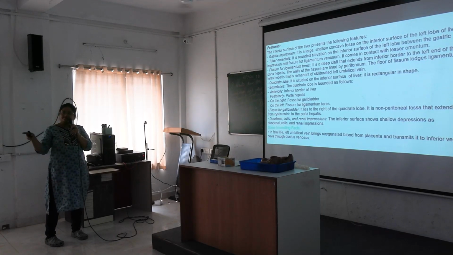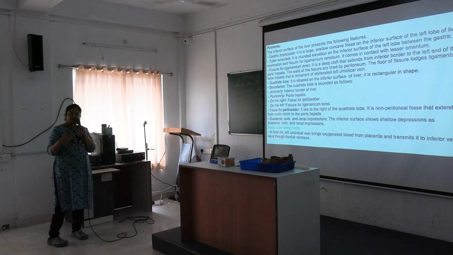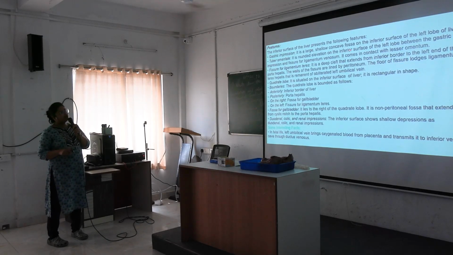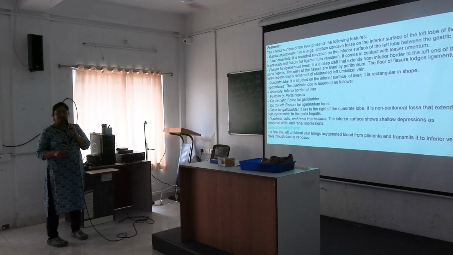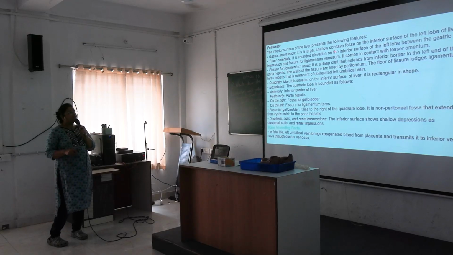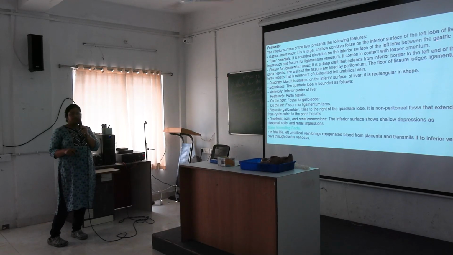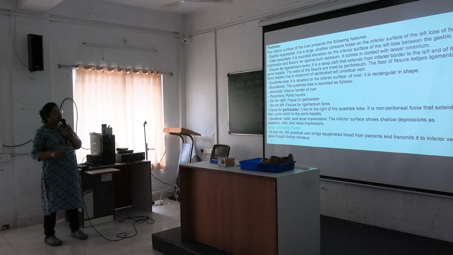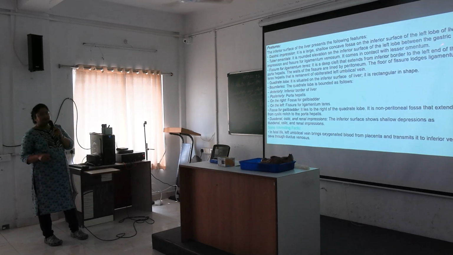We have discussed the impressions in the picture. Now we will discuss the theory part. So gastric impression is a large, shallow, concave fossa on the inferior surface of left lobe of the liver. Next is tuber omentale. It is a rounded elevation on the inferior surface of left lobe between the gastric impression and fissure for ligamentum venosum, and it comes in contact with the lesser omentum.